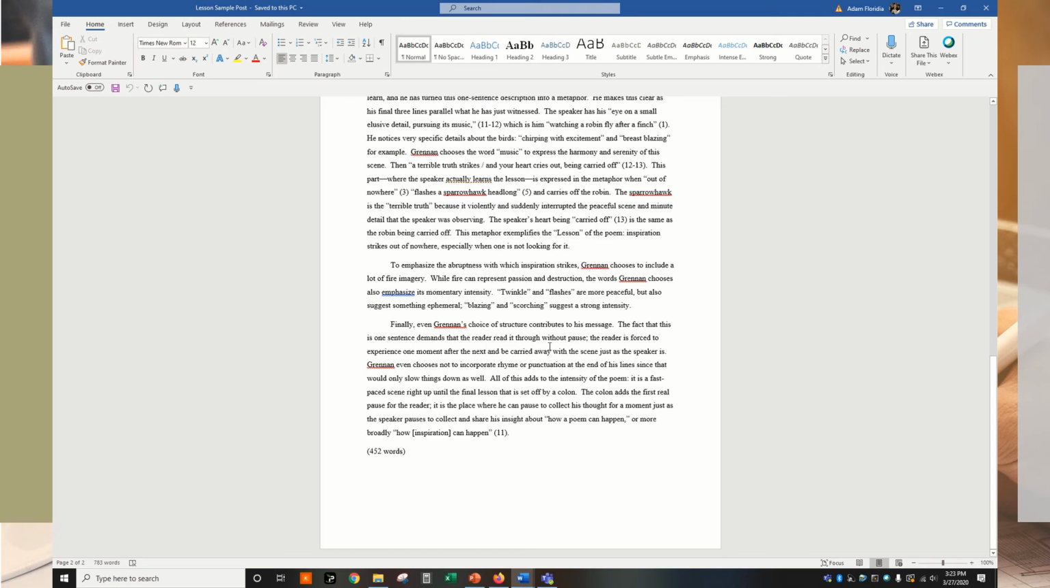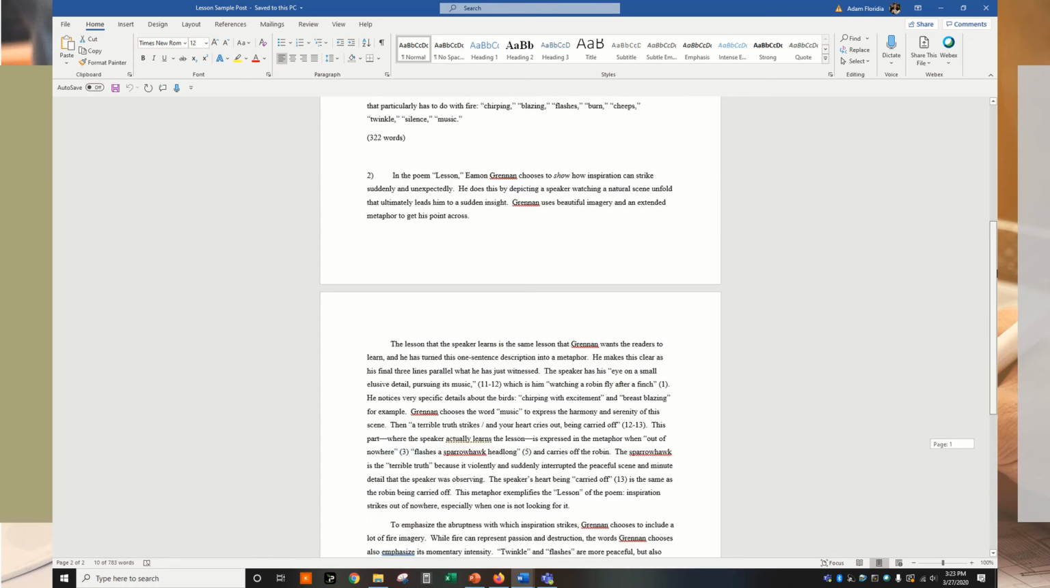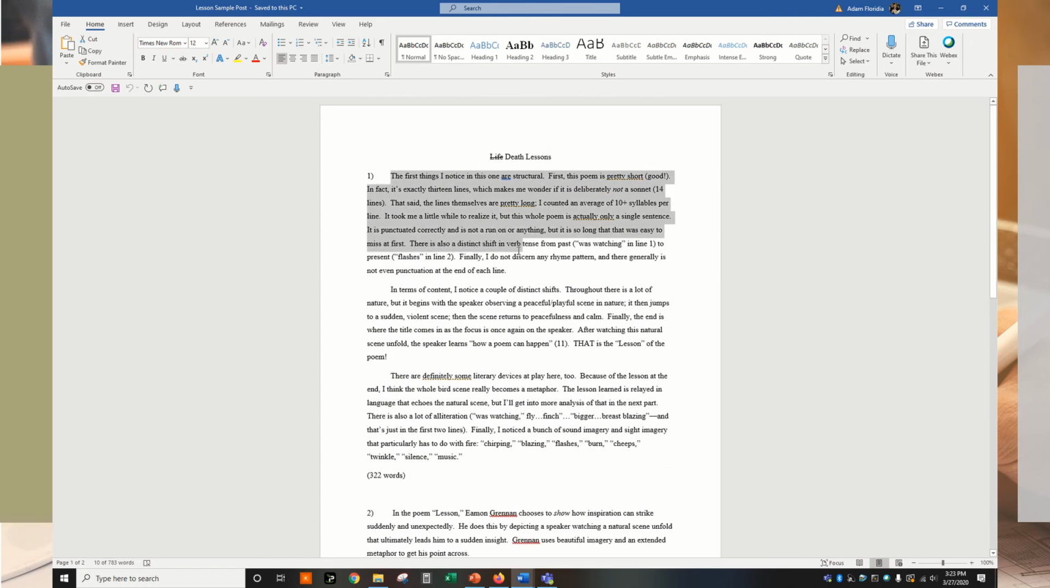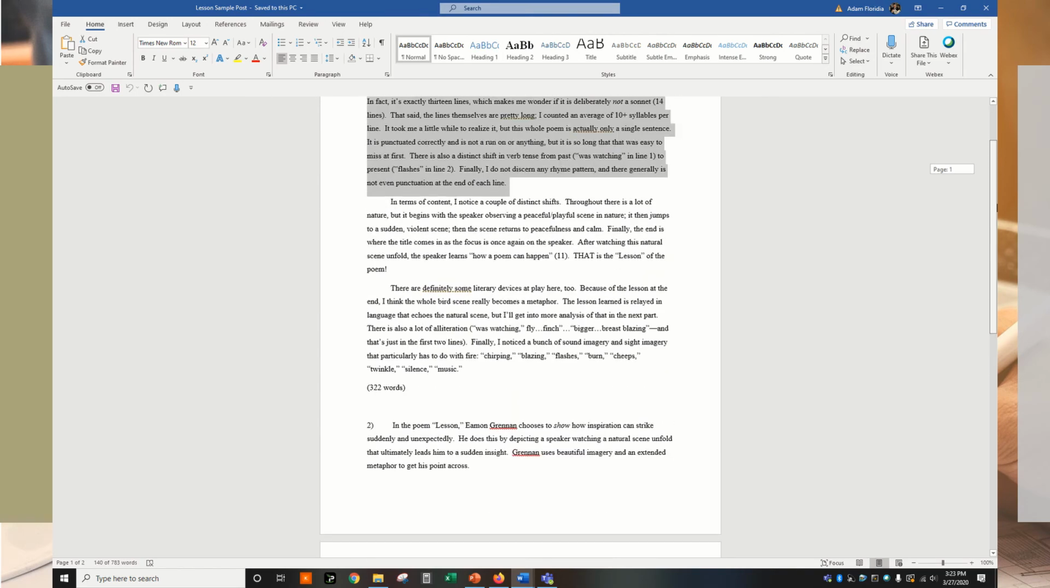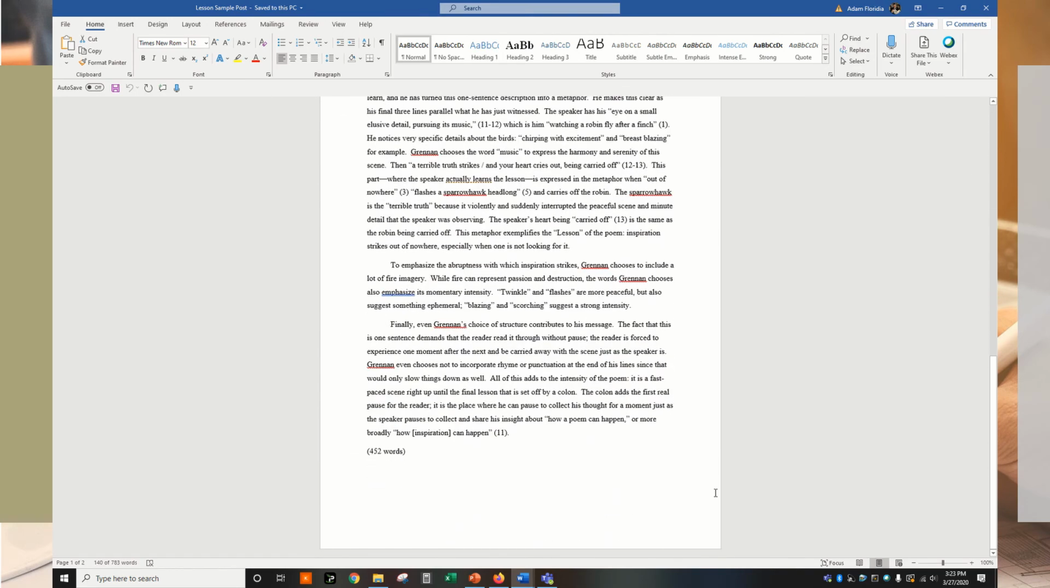Finally, even Grennan's choice of structure contributes to his message. Again, this is me going back to part 1, and I noticed a lot about structure. So now I'm thinking, okay, can I analyze that and turn any of that into ideas that tie into the theme of this poem? How can I connect and analyze the things I noticed? Again, I want to liken this to the close reading where you pick a line and then you analyze its meaning. So I noticed this stuff.